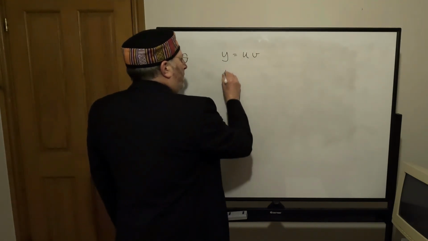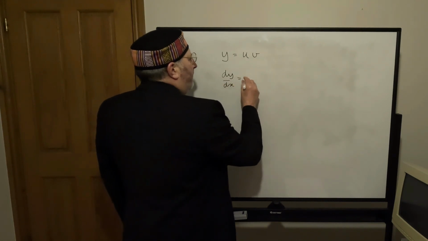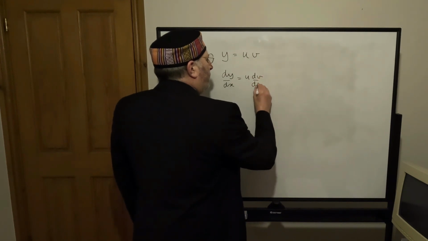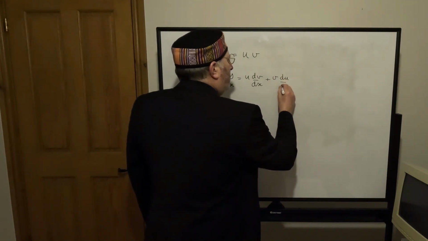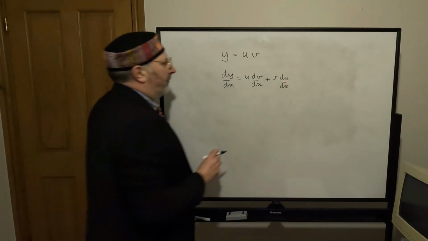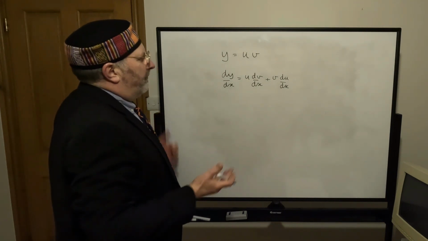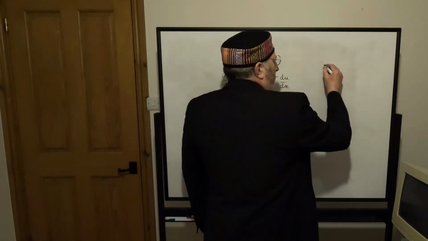Then if we want to find dy by dx, the rule is that it is equal to u times dv by dx plus v times du by dx. That is known as the product rule for differentiation. And I can show you where it comes from.